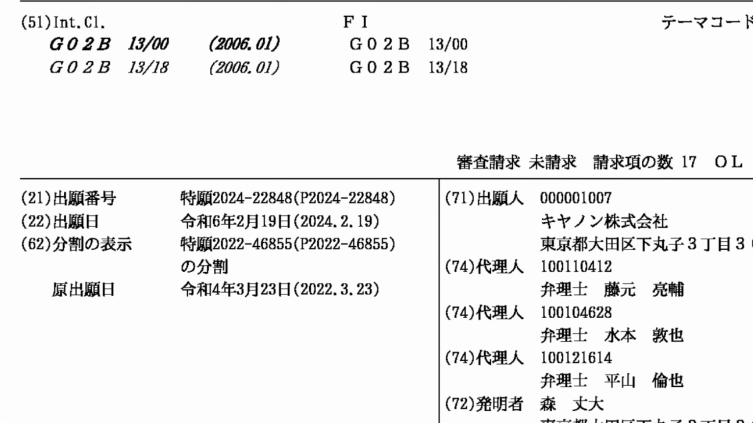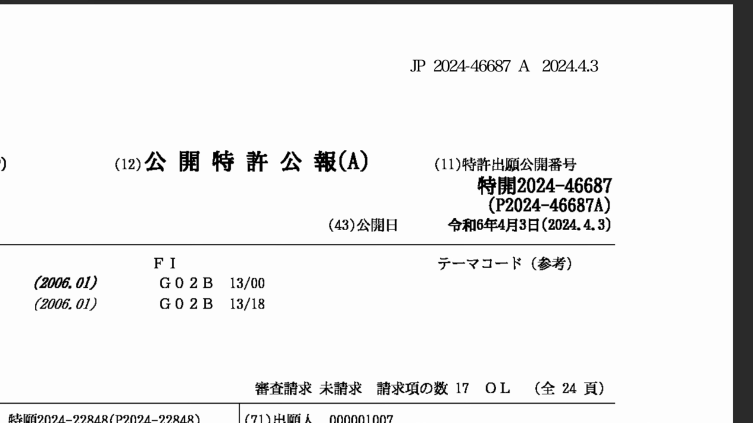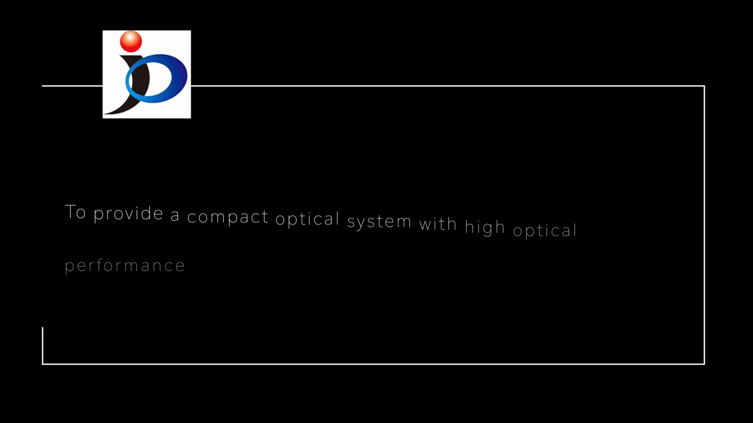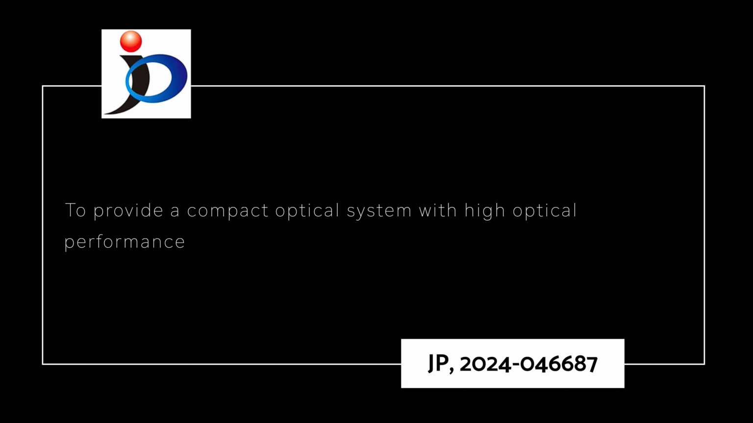Canon filed patent application JP 2024-04-6687 on March 23, 2022, and it was published on April 3, 2024. Canon claimed to provide a new compact optical system with high optical performance, hinting at L series.